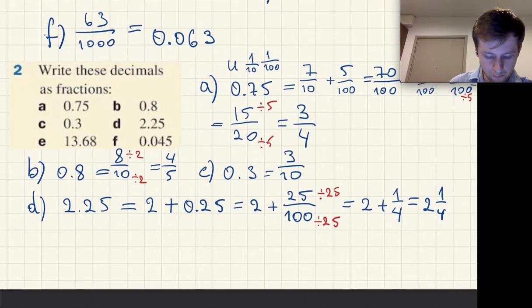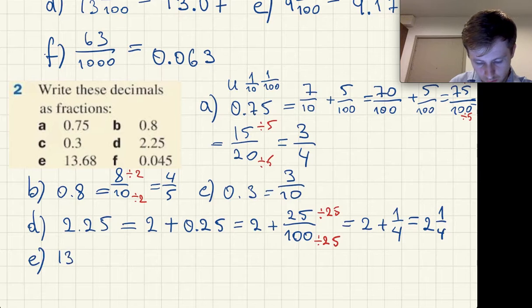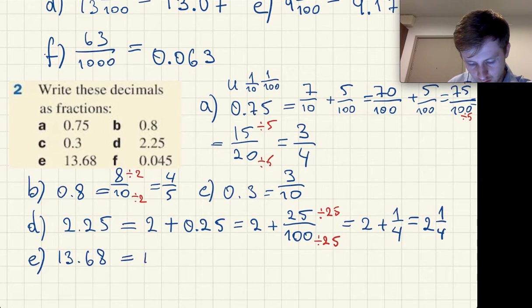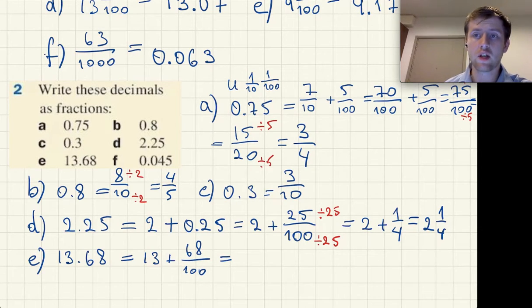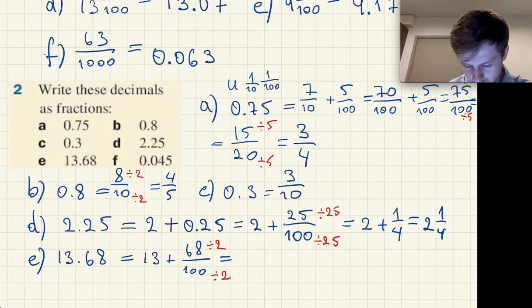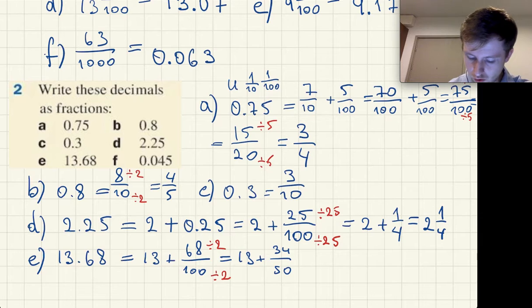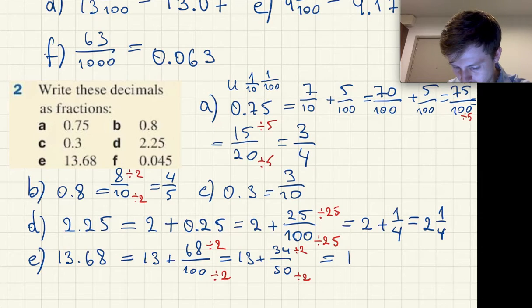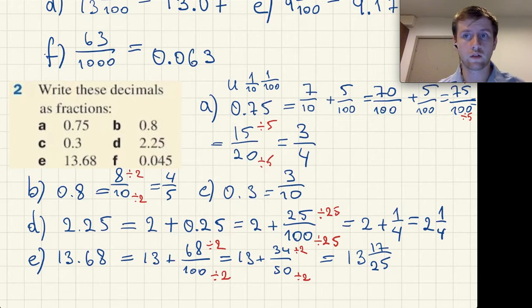In E we have 13.68, which we can write as 13 plus 68 over 100. And 68 over 100, let me think, we can actually divide it by 2 first. So we divide it by 2 first. So that is going to be 34 over 50, and actually we can divide it by 2 again. And we would get 13 and 17 over 25. Like this. This is E.